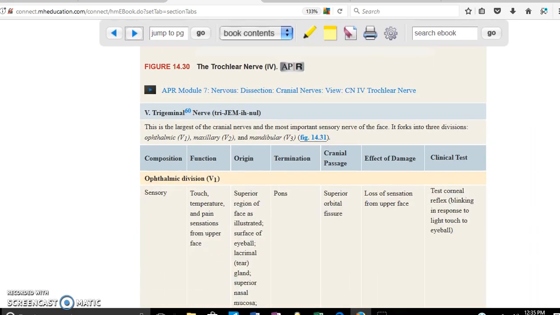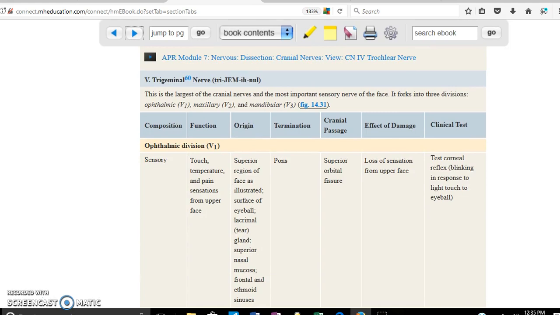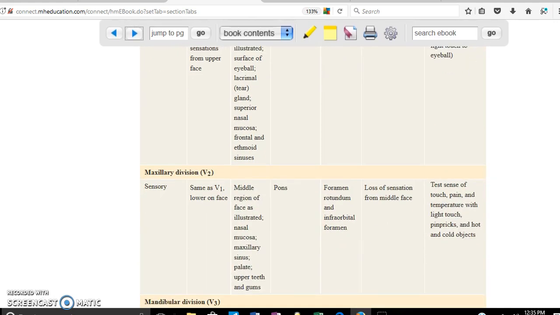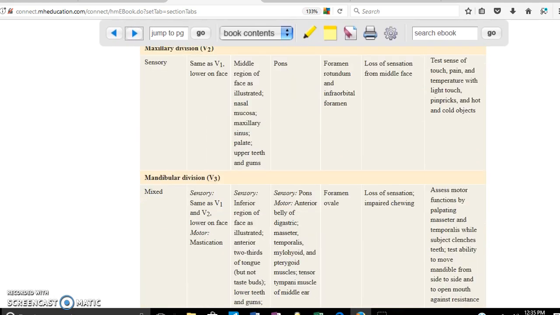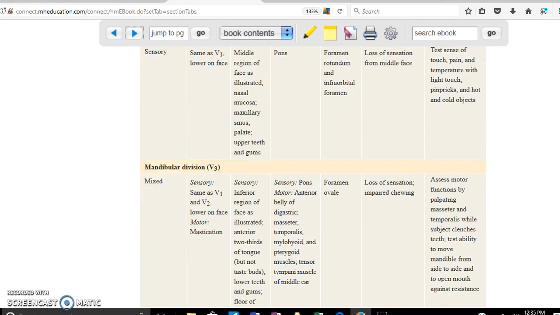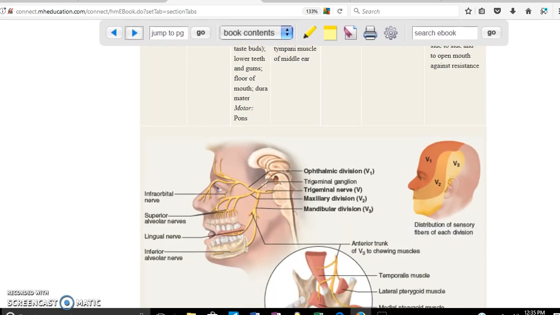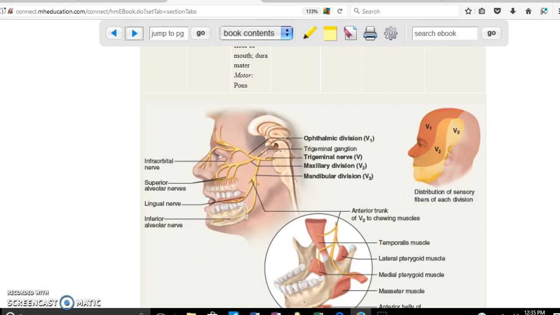The next one is going to be cranial nerve number 5, trigeminal. Tri sounds like 3 because this nerve actually has 3 branches, as you can see here. Division 1 is ophthalmic. Division 2 is going to be maxillary, as you can see in there. And division 3 is going to be mandibular. So this nerve, trigeminal, is considered mixed. Why? Because you actually have pieces that are going to be sensory and pieces that are going to be motor. So you can see here the 3 branches: ophthalmic, maxillary, as well as mandibular.